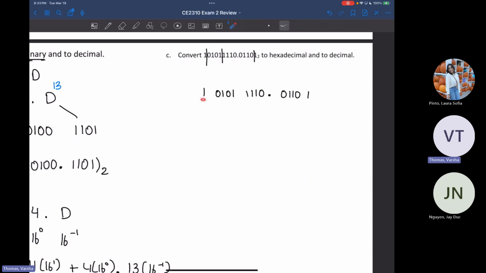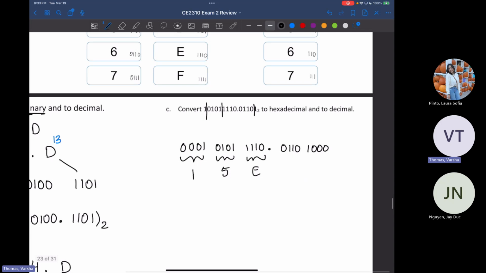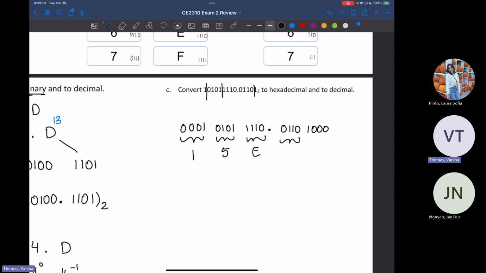So in a case where we have a single bit, or even if there's like 2 bits, we're going to 0 pad it. And we're going to add leading zeros or trailing zeros depending on whether it's an integer number or fractional. So once we add those trailing zeros, we're going to just assign these hex equivalent values. This is 5. This is 14, so that makes it E. Let me double check. Yes. This is 6, and this is 8. So the hexadecimal equivalent of this binary number is 15E.68. And we'll put a little subscript 16 next to it.